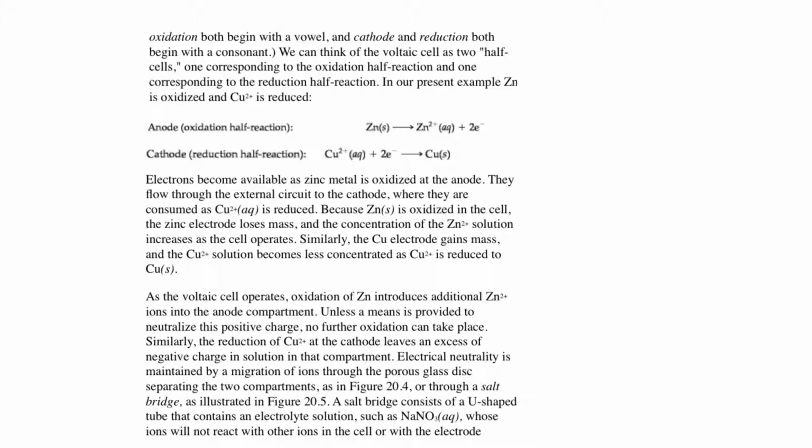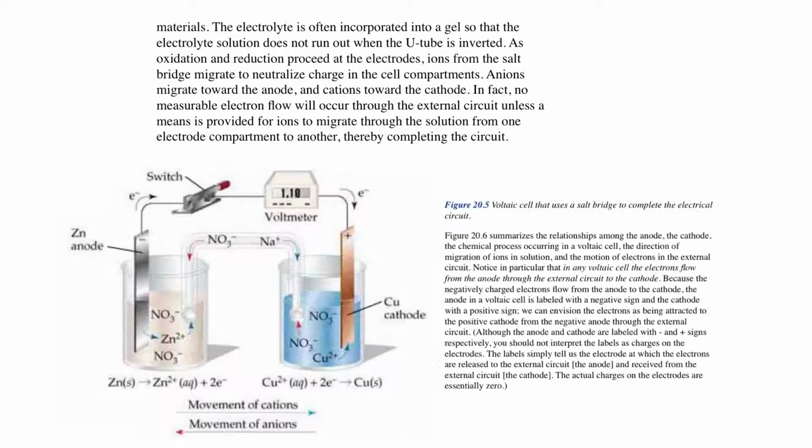Similarly, the reduction of the copper-2 at the cathode leaves an excess of negative charge in the solution in that compartment. Electrical neutrality is maintained by a migration of ions through the porous glass disc separating the two compartments, as in Figure 20.4, or through a salt bridge as illustrated in Figure 20.5. A salt bridge consists of a U-shaped tube that contains an electrolyte solution, such as sodium nitrate, whose ions will not react with the other ions in the cell or with the electrodes.